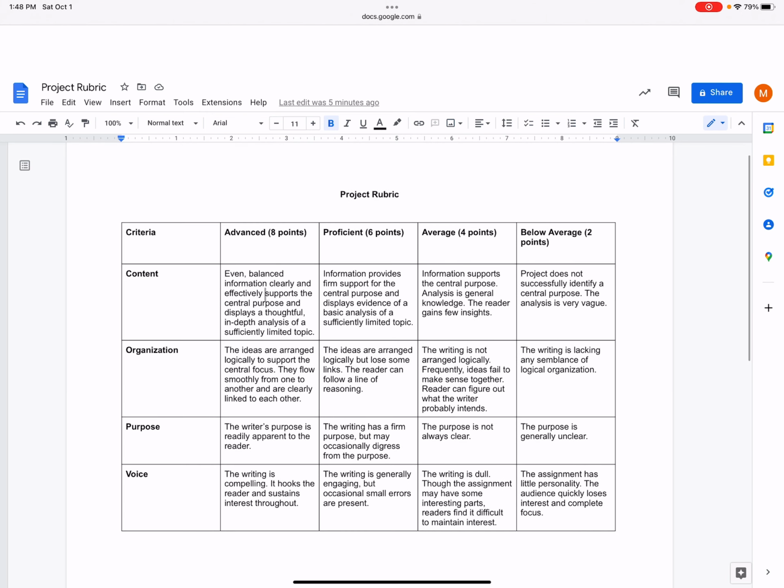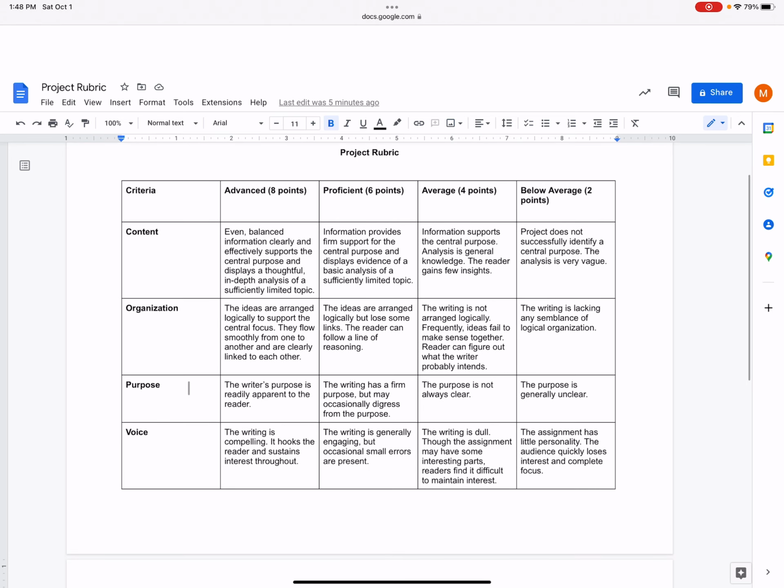In order to get full points for your content, everything must be even, balanced, and the information clearly and effectively supports the central purpose, and that central purpose is the legend of Ponce de Leon. Your organization should be how the ideas are arranged. The purpose is, the writer's purpose is readily apparent. Can your audience clearly pick that out, that you're talking about the legend of Ponce de Leon?